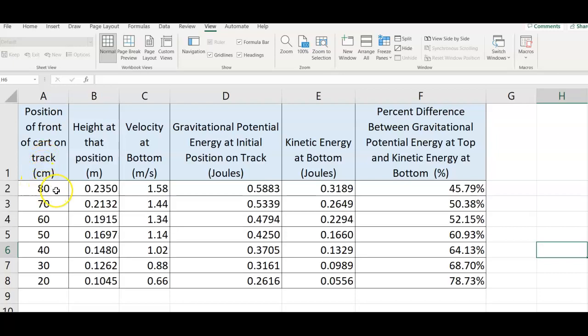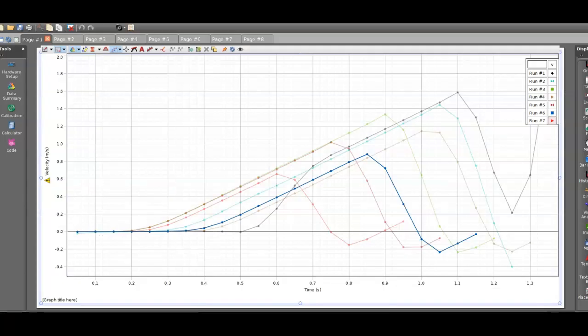We started the cart at different positions on the track, and we let the cart move down the inclined track, and we measured the velocity at the bottom, the maximum velocity.